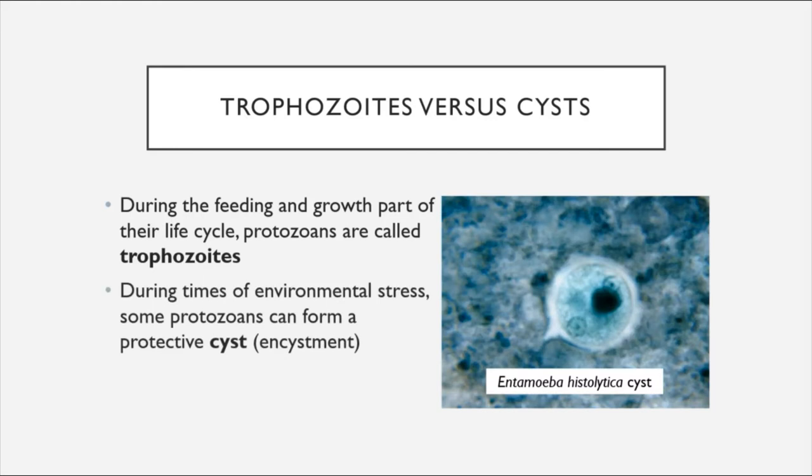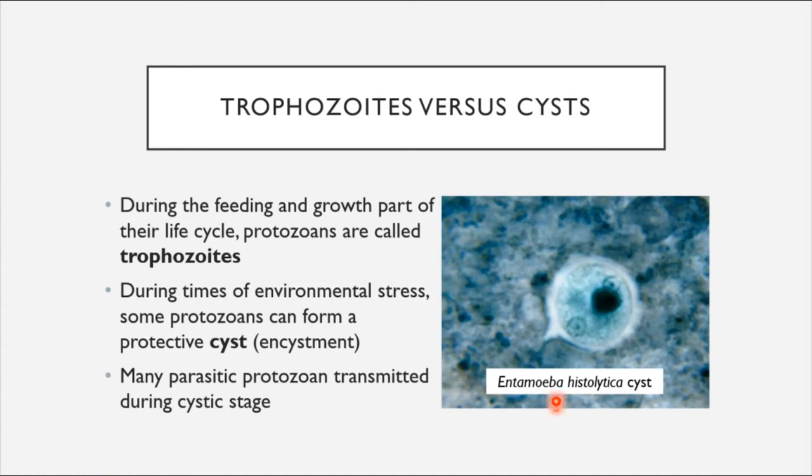However, during times of stress, protozoans in some cases are able to form a protective cyst in a process that is called encystment. This is not a possibility for all species, but some, especially parasitic and pathogenic ones, are able to do this. Right here we can see Entamoeba histolytica forming a cyst structure, a protective shell that allows it to withstand stressful environmental conditions, including high temperature, low moisture, low nutrients, etc. Many parasitic protozoans are transmitted between hosts during their cystic stage. A cyst is often required to keep them alive when they are outside of the body and in between different hosts.